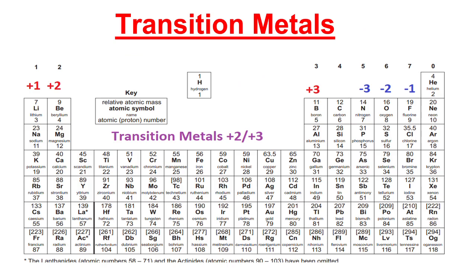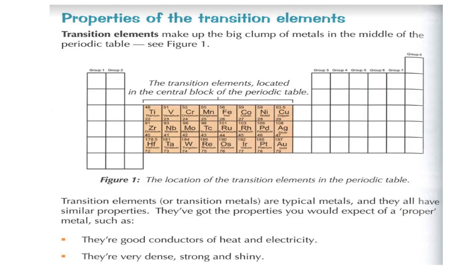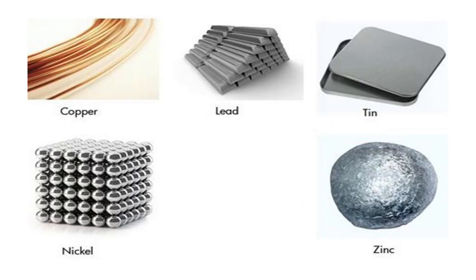And finally, the transition metals. The transition metals, okay, they are that block in the middle. They're normal metals, what you think of as a normal metal, okay, like door handles. And they're good conductors of heat and electricity. They're dense, they're strong, they're shiny. Okay, here's some very common metals here.